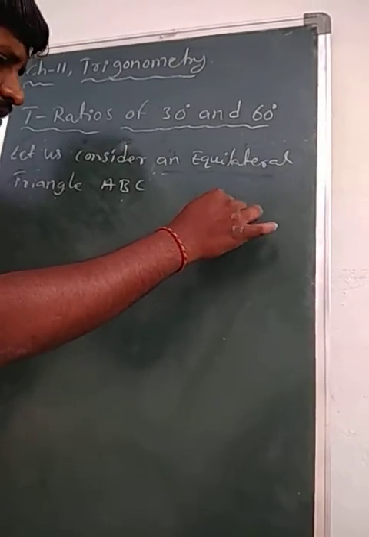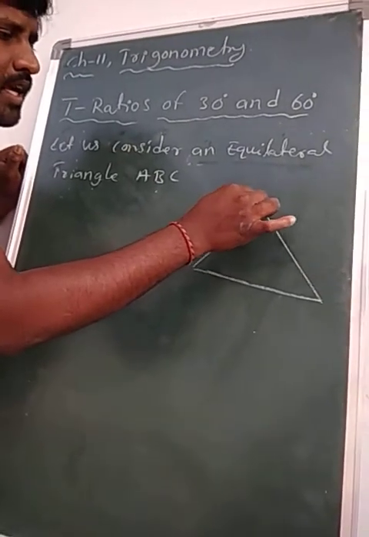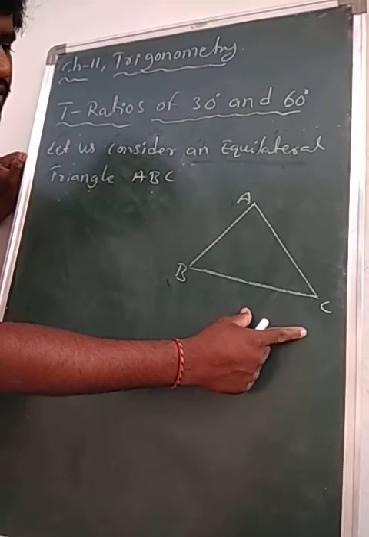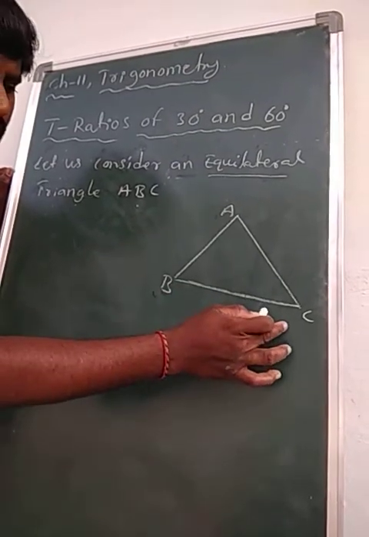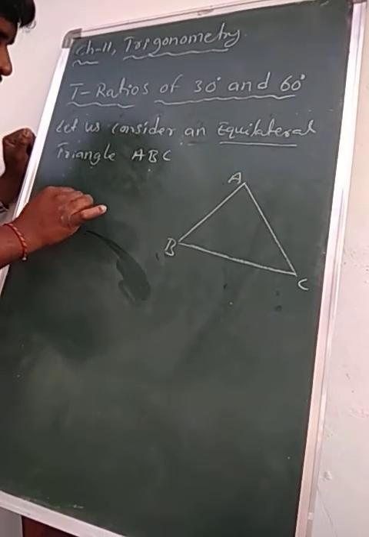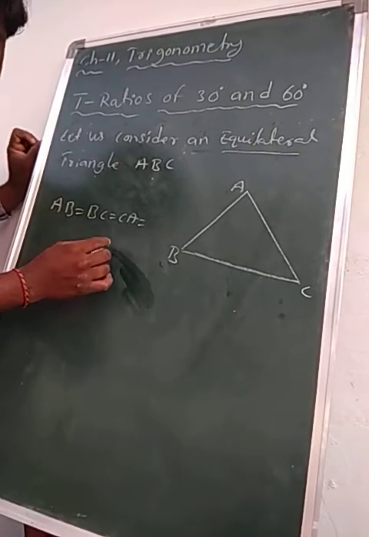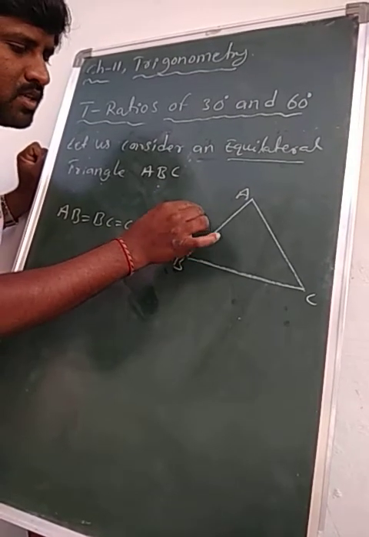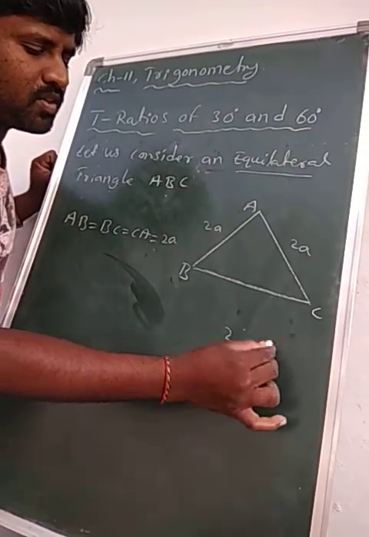Okay, now see. This is triangle ABC. Which type of triangle is this one? Equilateral triangle. We know ABC is an equilateral triangle. Then AB is equal to BC is equal to CA, the same. Okay, now in the same units, if I take 2A, the side AB is 2A, the side CA is 2A, and the side BC also 2A.